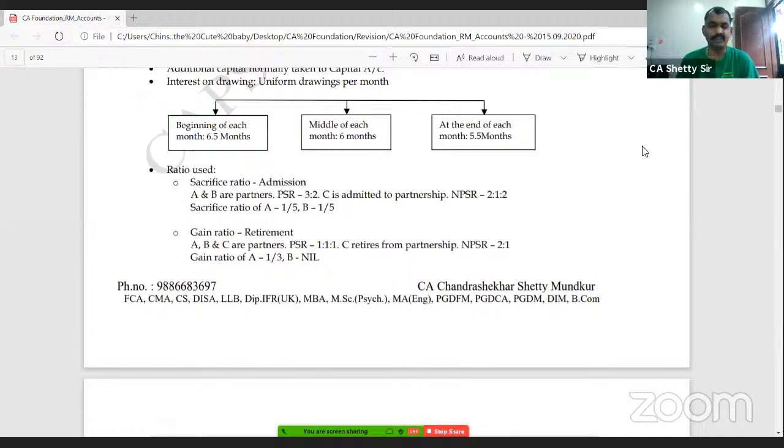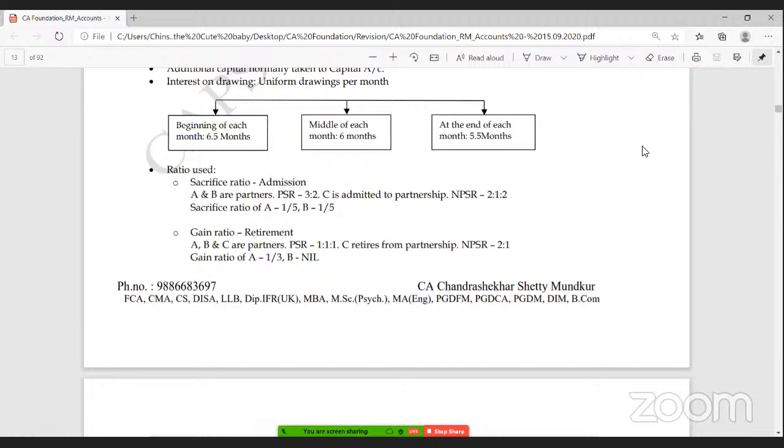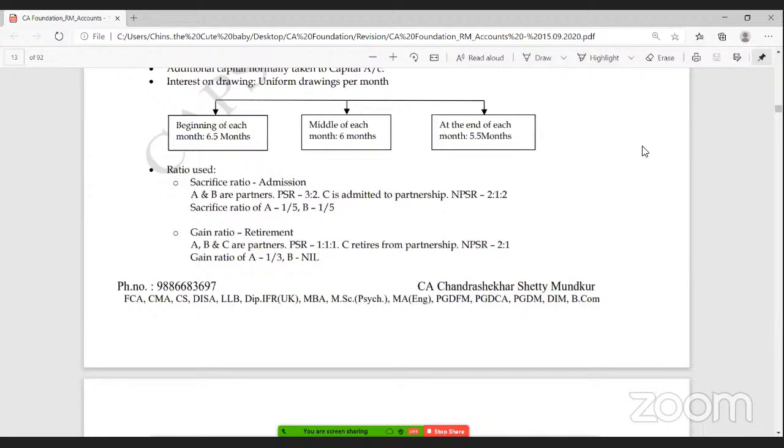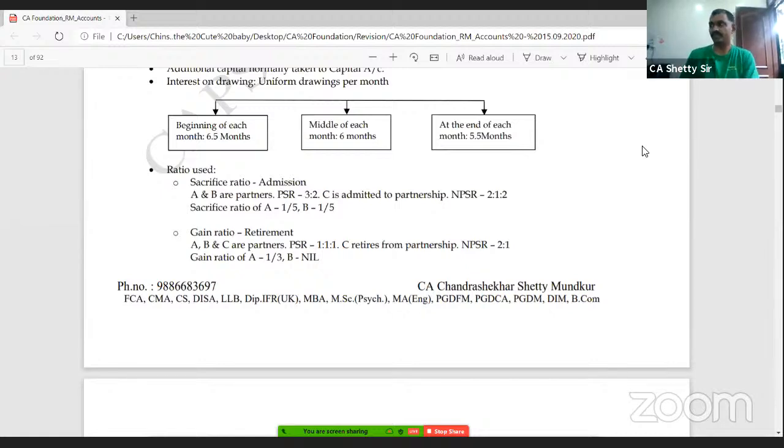Next, Mr. Y: 2/9 minus 3/9 is equal to bracket 1/9. I think all of you understood. Therefore, gain ratio is 4:(1). Which is the bracket 1. 4:1, or 4:(1).